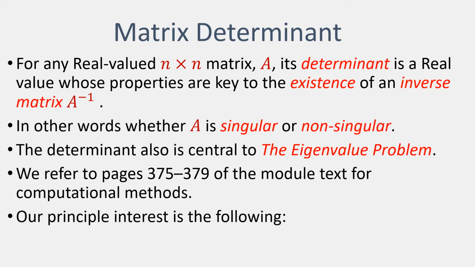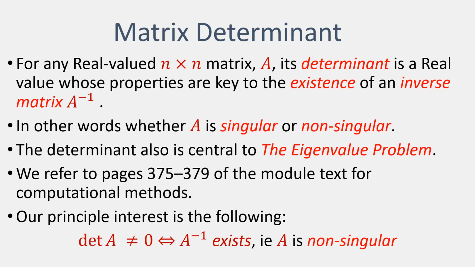Our principal interest in this idea of the determinant is the following result. The determinant is not equal to 0 if and only if the inverse of a matrix exists. In other words, the determinant is non-zero if and only if our matrix is non-singular.